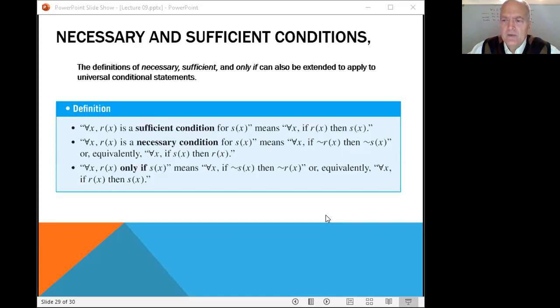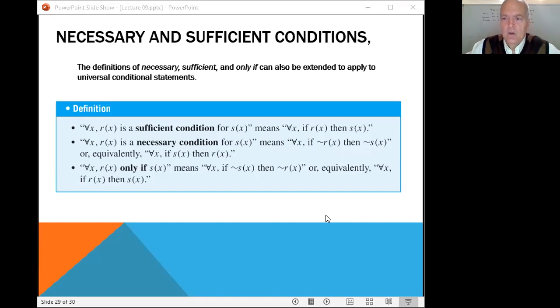So if we have a statement, for all x, R of x is a sufficient condition for S of x, that means that we can say for all x, if R of x is true, then S of x is true. That's our sufficient condition.